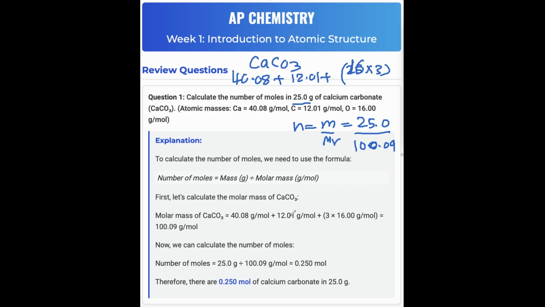Now we can calculate the number of moles. Number of moles is equal to 25 divided by 100.09, equal to 0.250 moles. Let's look at the significant figures. I have 3 significant figures here. I have here 4, here 4, and here 4. So I will choose the smallest one, which is 3. That's why it's 0.250 moles of calcium carbonate in 25 grams of calcium carbonate.